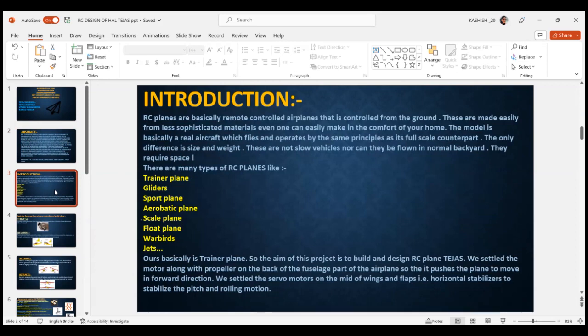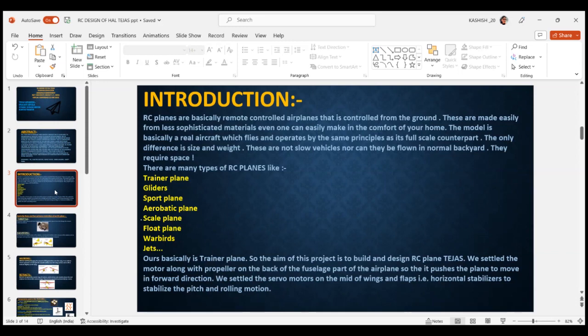Basically, RC planes are remote-controlled airplanes that are controlled from the ground. These are manually controlled from the ground, and are made easily from less sophisticated materials; one can even make them in the comfort of one's home. The model is basically a real aircraft which flies and operates by the same principles as its full-scale counterpart. The only difference is size and weight. These are not slow vehicles, nor can they be flown in a normal backyard.